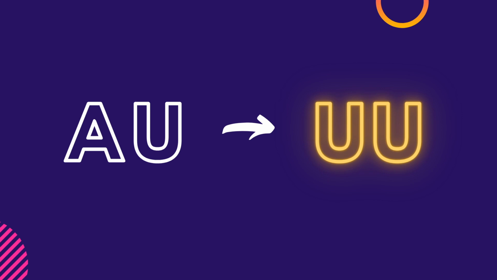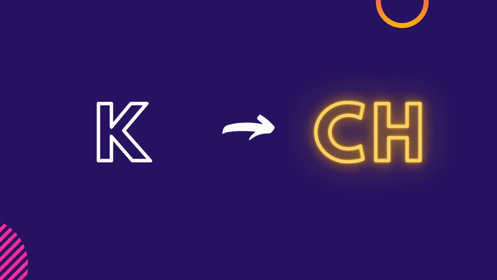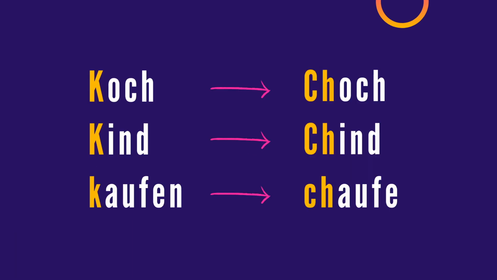Pronunciation. The following 10 rules will make your life much easier if you try to speak Swiss German. First of all, a lot of times the Au turns into U. House, Hus, Maus, Mus, Faul, Fool. The K turns into Ch. Koch, Choch. Kind, Chind. Kaufen, Chaufe.